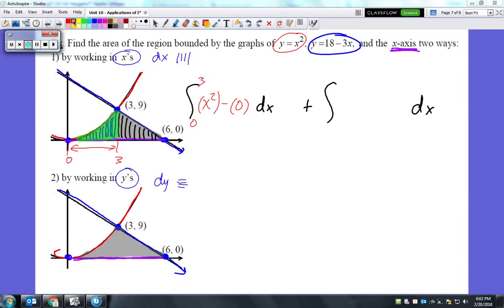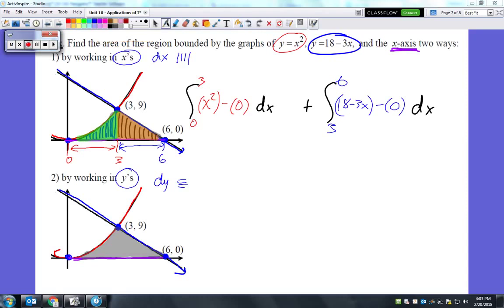This next one, which I'll highlight in orange, the reason why we have to break up into two different integrals is because now the top function no longer is x squared. It's actually the blue 18 minus 3x function. So we're going to say 18 minus 3x is the top, and now 0 is the bottom. And that one's going to be this time from 3 to 6. So this is a setup, but do not evaluate.